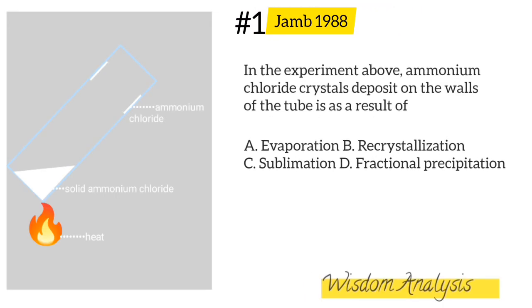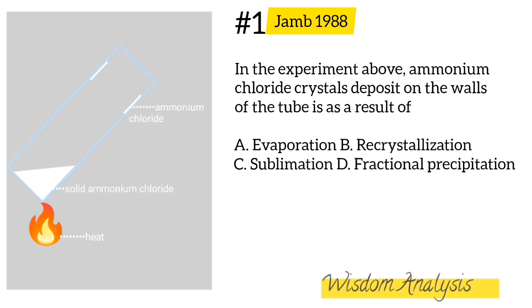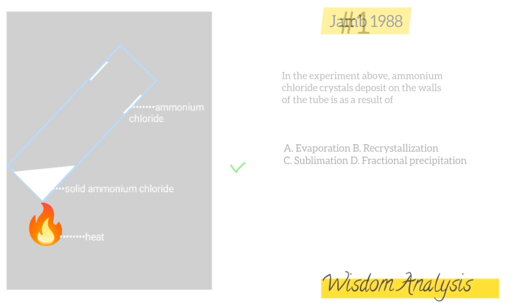In the experiment above, ammonium chloride crystals deposit on the walls of the tube as a result of: A. Evaporation, B. Recrystallization, C. Sublimation, and D. Fractional precipitation. Well, the true answer is sublimation. This is because ammonium chloride can sublime.